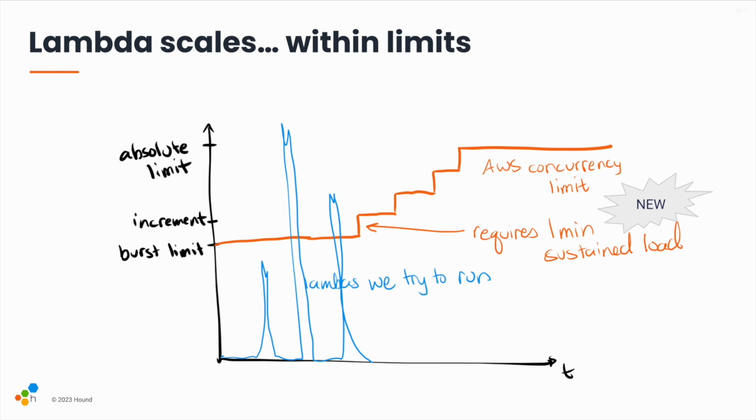So it used to be that you would have to run at your concurrency limit for 1 whole minute before they would increase it, but now it's 10 seconds. But for us, that still is a little bit too slow.